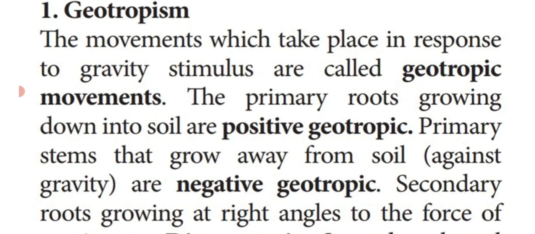Geo means soil or earth. So the movement which takes place in response to the gravity stimulus is called geotropic movement. This is also divided into two types, positive and negative geotropic. The roots which grow towards the soil show the positive geotropic movement. The stem, which shows growth above the soil, is known as negative geotropic.